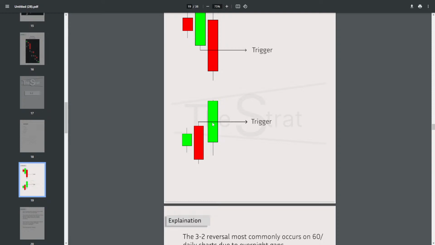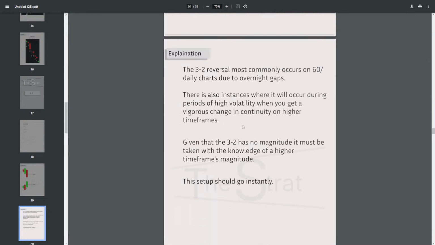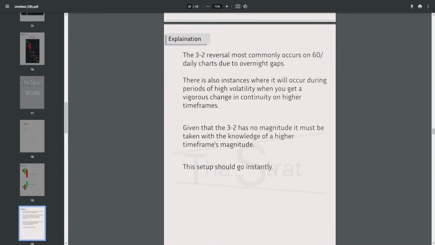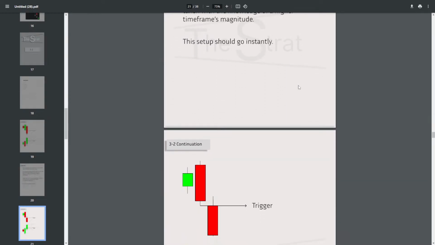So when you take a trigger like this, our stop really shouldn't be more than the spread plus maybe 5 or 10 cents at most. You should have extremely tight stops on 3-2s, both the reversal and the continuation. And when we say they should go instantly, they should. And I'm going to show you an example of that once we get down there.